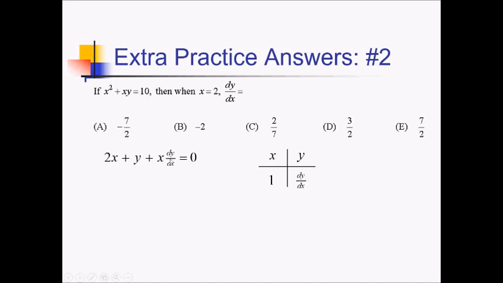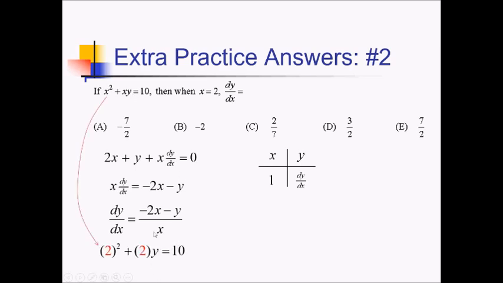Let's keep x dy over dx on the left side. Let's move 2x and y over to the right side. So negative 2x minus y. And then to get dy over dx by itself, just divide everything by x. At this point, we have to plug in 2 and some y value. Which y value? I don't know. Let's plug 2 into the original equation and see what y value goes with 2. So we've got 2 squared plus 2y equals 10.